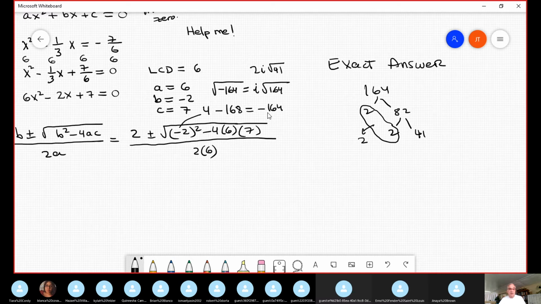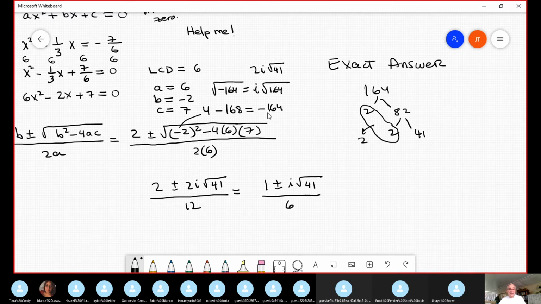What is the final answer then? 2 plus or minus 2i square root of 41, divided by 12. We can simplify, of course we can. Divided by 2 top and bottom is 1 plus or minus i square root 41 divided by 6. What we did was divide by 2 and divide by 2. Final answer, irrational.